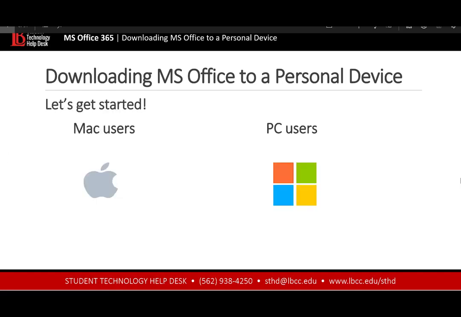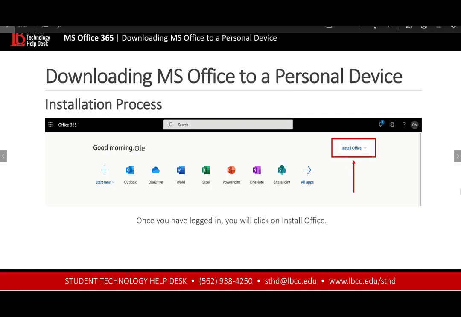When downloading Microsoft Office to a personal device, we have information to help our Mac users as well as our PC users. For this example, we're going to go ahead and go down the PC route. So from here, what we're doing is we're starting from the login point to Office 365. If you need to know how to access Office 365 as a student, which is our web version, feel free to check out our How to Access Office 365 tutorial. For this tutorial, we're starting you from the login point to show you the download process.